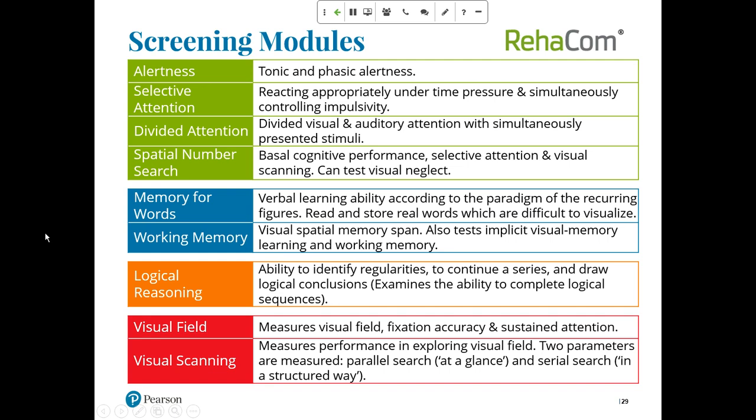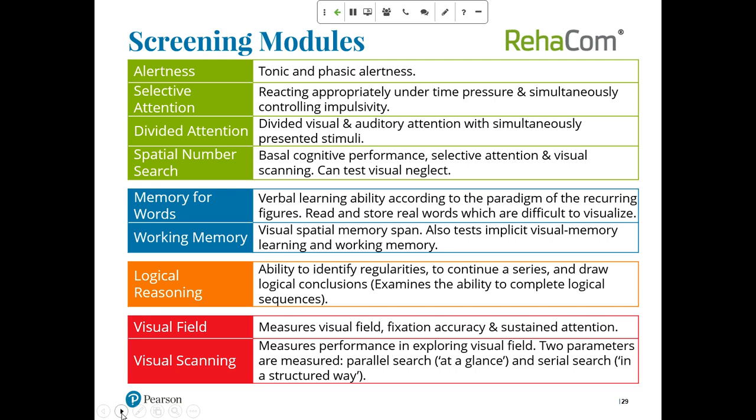When you look at verbal learning ability, is the patient able to recognize recurring figures? Can they read and store words? Can they hold on to that information? And can they identify regularities? Can they see a series and draw conclusions about that? And can they also look at different parts of a visual field, keep their mind on what they're doing, and answer the question? So those are some of those modules.